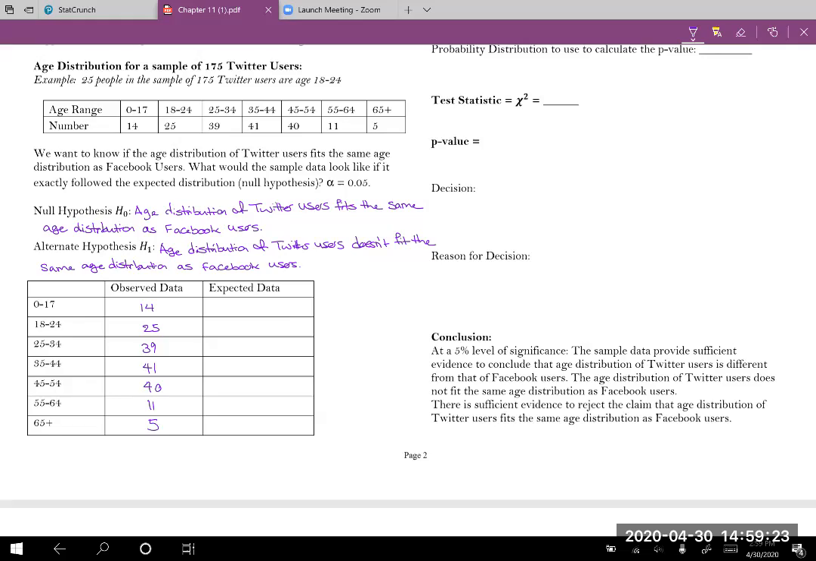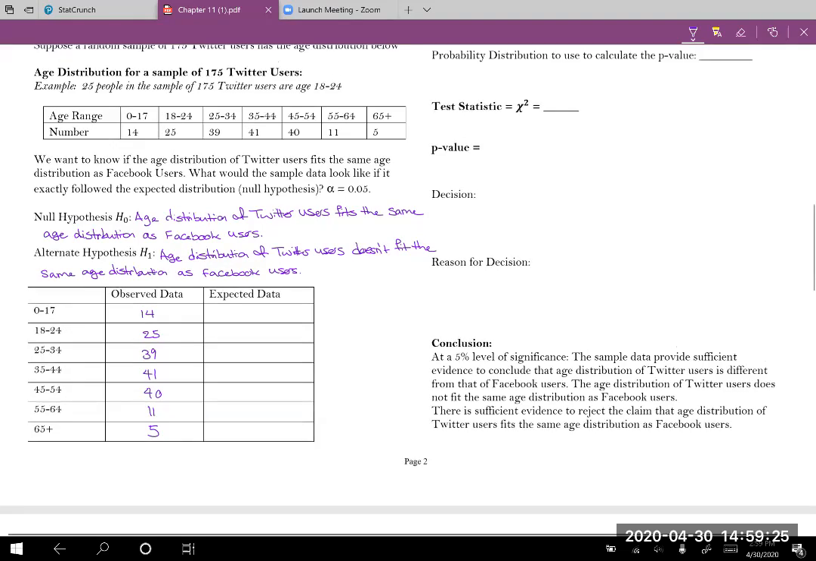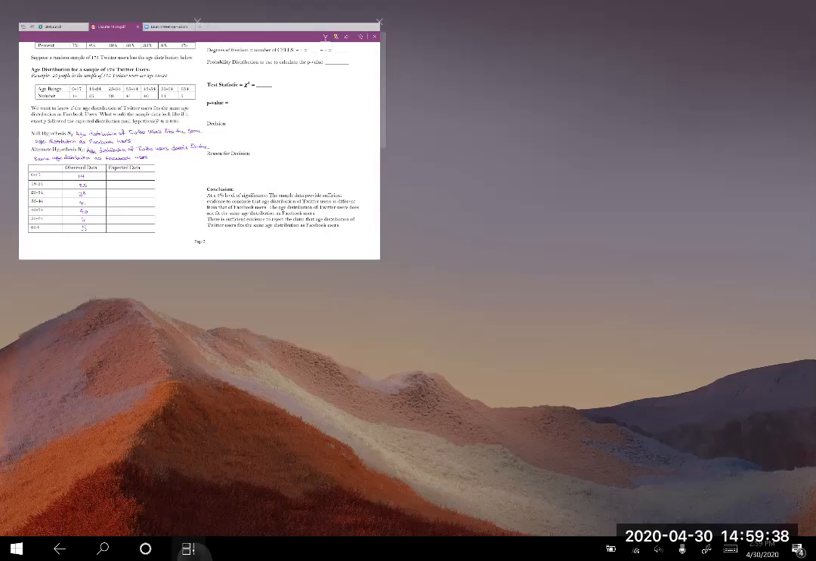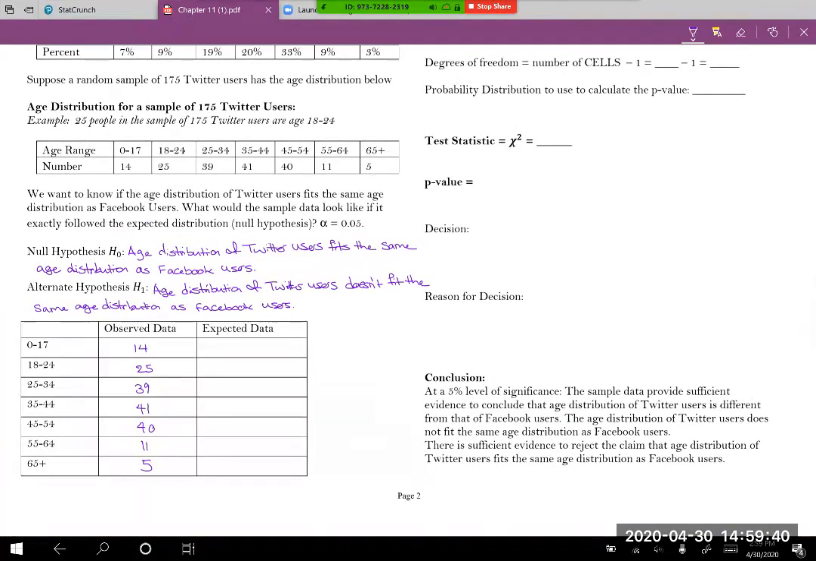The expected distribution is the Facebook distribution, which says that 7% are between 0 to 17. So if Twitter users follow the same age distribution as Facebook, then from the 175 users, 7% of them, so you find 7% of 175, should be between the ages 0 to 17, which gives us 12.25.